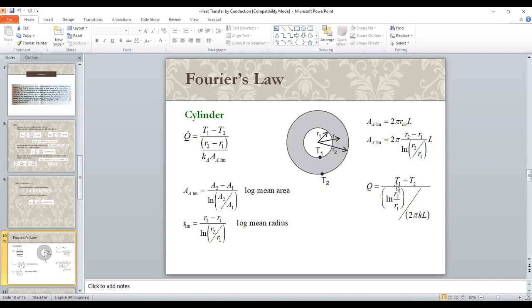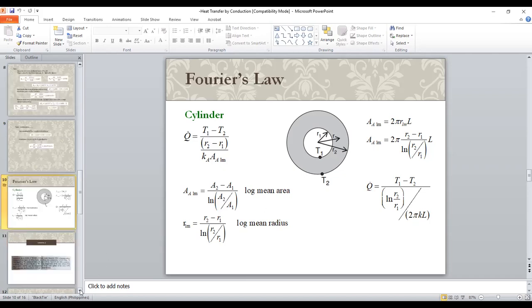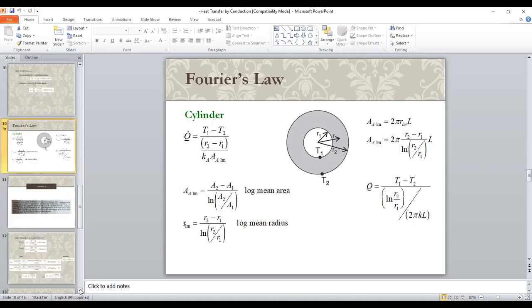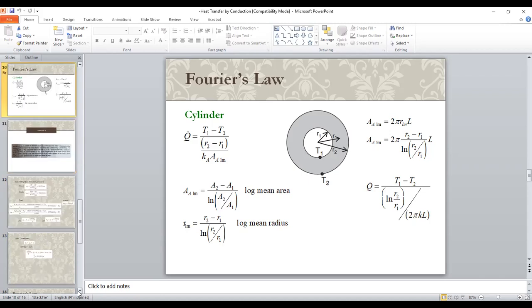So it uses the R's already directly, the thermal conductivity of the material and the length of the pipe or the cylinder where conductive heat transfer is to occur. So this is your heat transfer rate or conductive heat transfer in a cylinder. So we have this particular sample problem for an application of this.